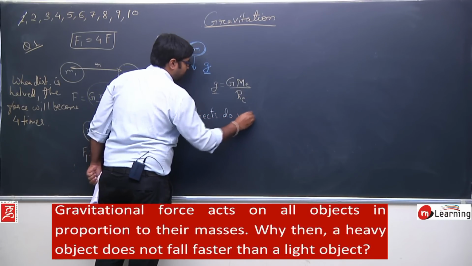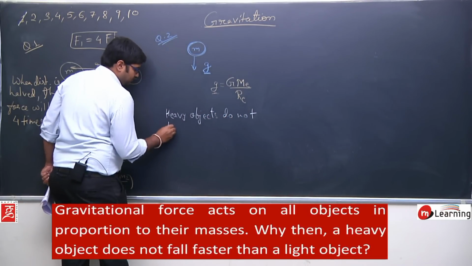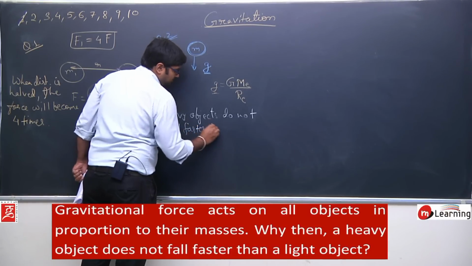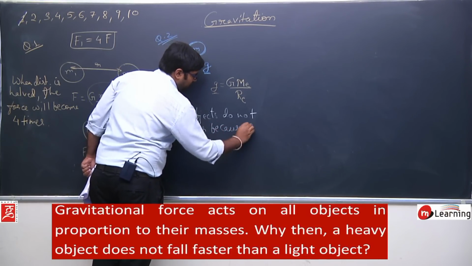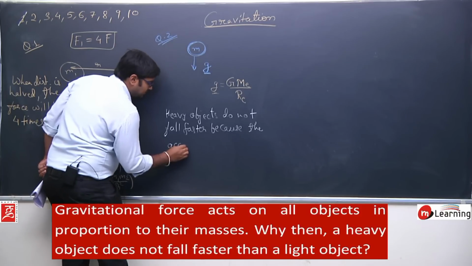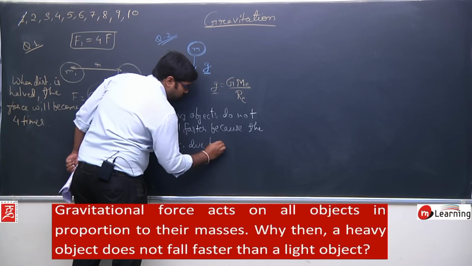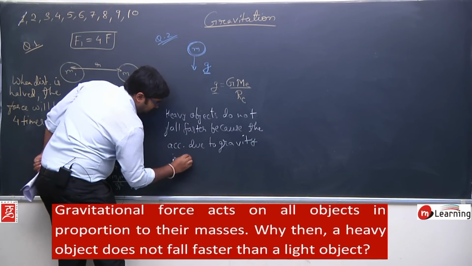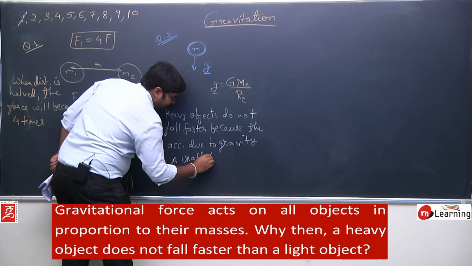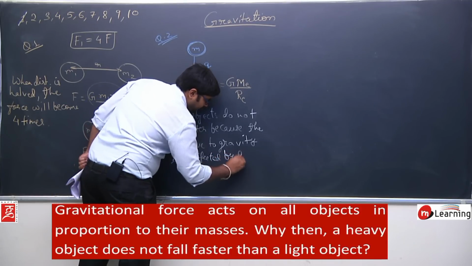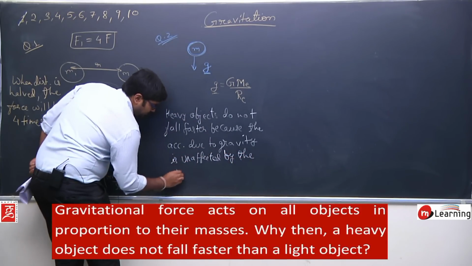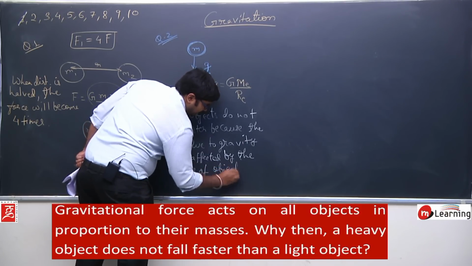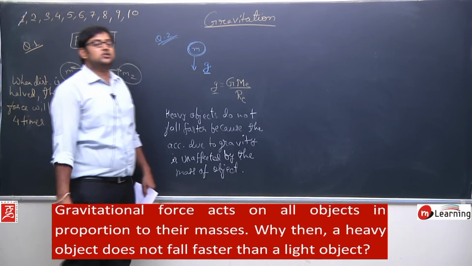do not fall faster because the acceleration due to gravity is unaffected by the mass of the object. Okay, the acceleration due to gravity is unaffected by the mass of the object.